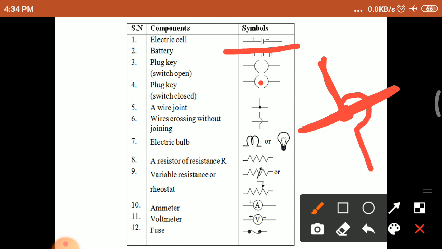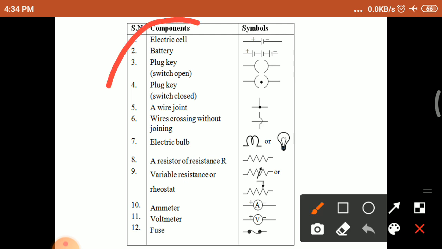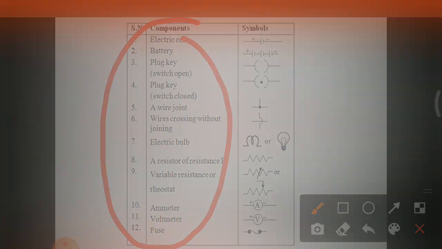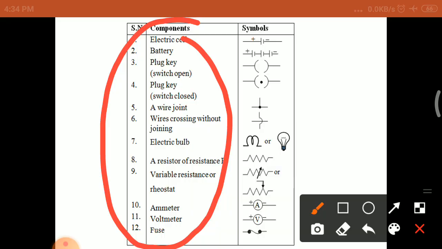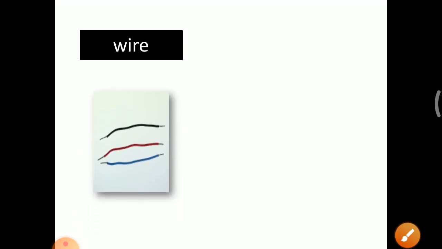Then electrical bulb, a resistor of resistance, variable resistance or rheostat, ammeter, voltmeter, fuse. So here I have given some component names and symbols. Using these symbols, we can draw the schematic diagram. Don't use the components.